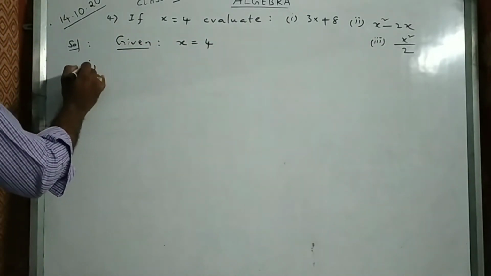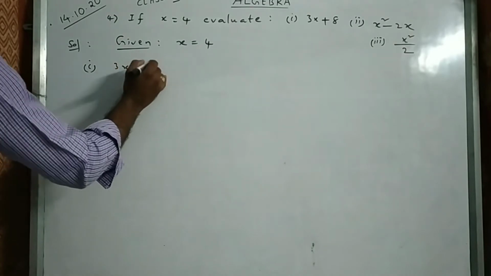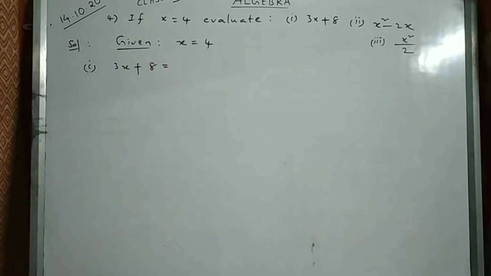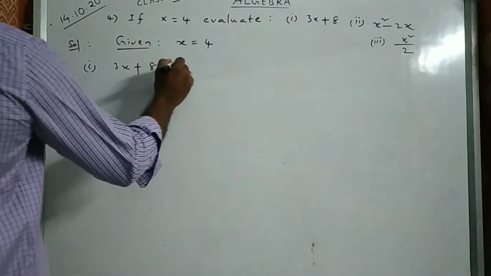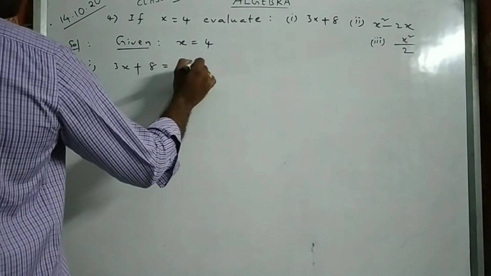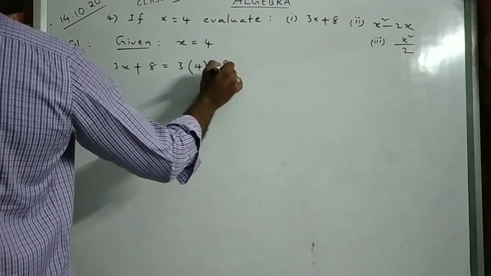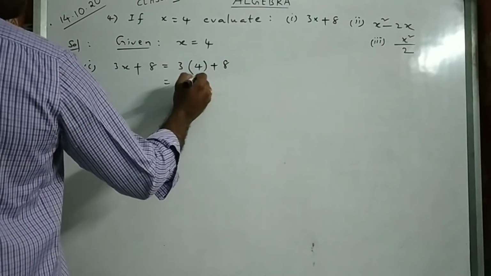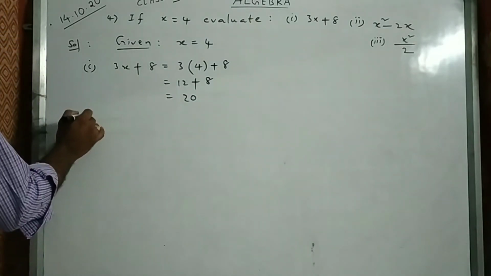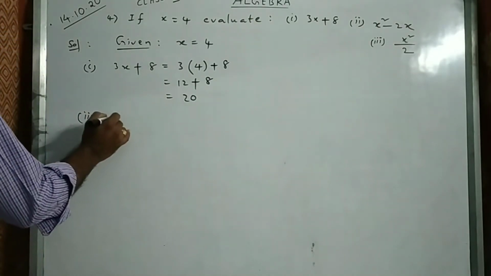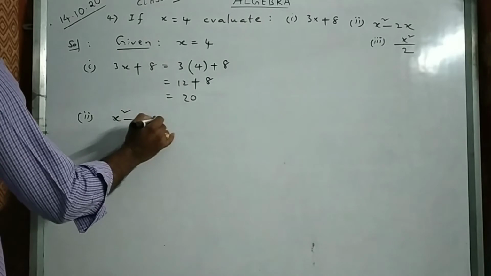What is the first question? 3x plus 8. So in the place of x, what should you keep? X value, what is given here? 4. So in the place of x, replace 4. 3 into 4 plus 8. 3 4s are 12 plus 8. 12 plus 8 how much? 20. Simple.